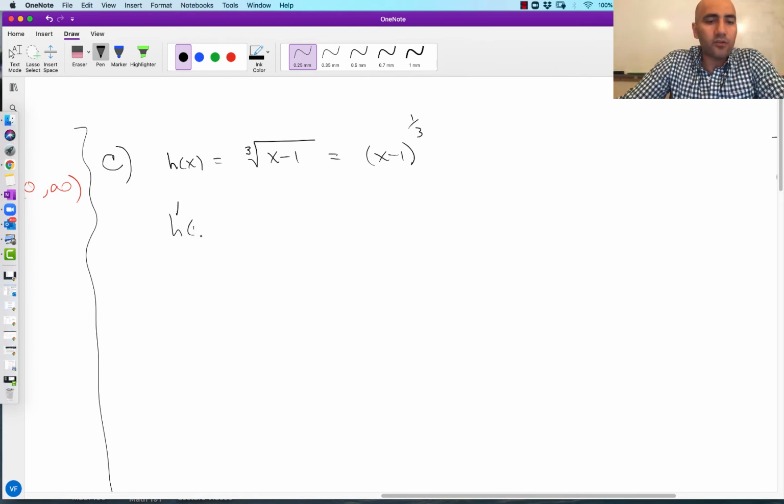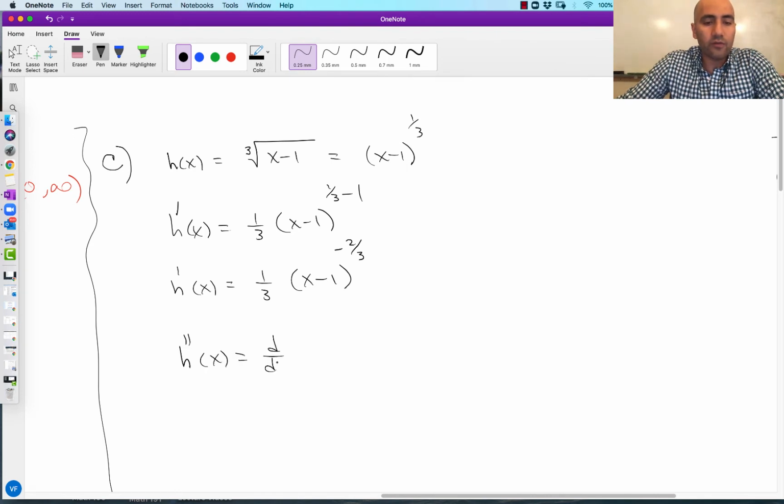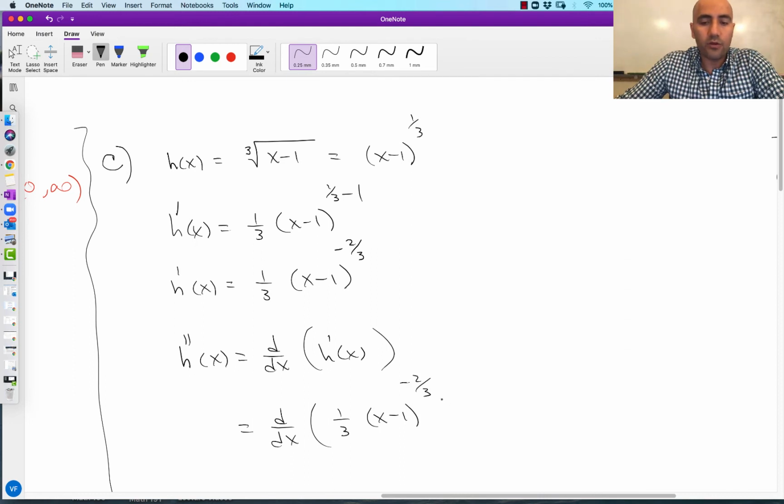Now when I take the first derivative of this function, we use our power rule, bring down the 1/3, and it'll be x minus 1 to the power of 1/3 minus 1. So the first derivative of this function will be equal to 1/3 times x minus 1 to the power of negative 2/3. Good. Now the second derivative of our function is the derivative of our first derivative. So this will be the derivative with respect to x of the function 1/3 times x minus 1 to the power of negative 2/3.